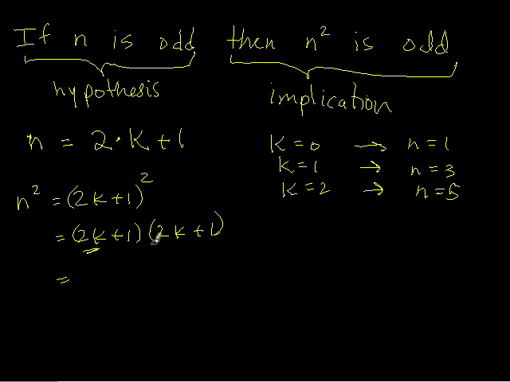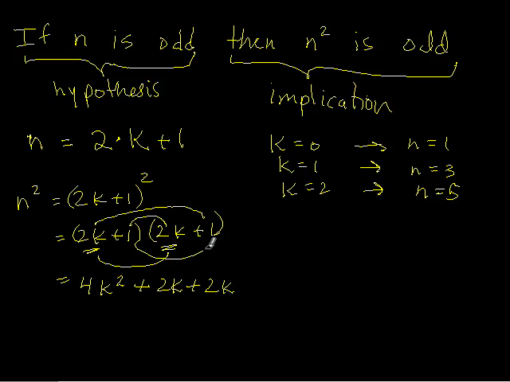If we take this part and multiply that together, we're going to get 4k squared. If we take that and multiply it by there, we get a 2k. If we do that and that, we're going to get another 2k. And then the last part is the 1 and the 1, so we get 1.